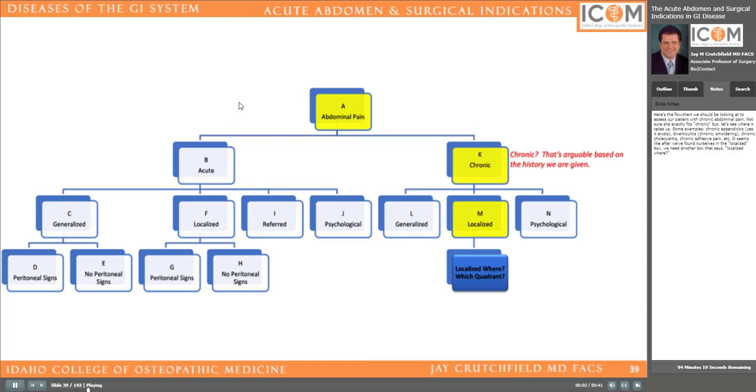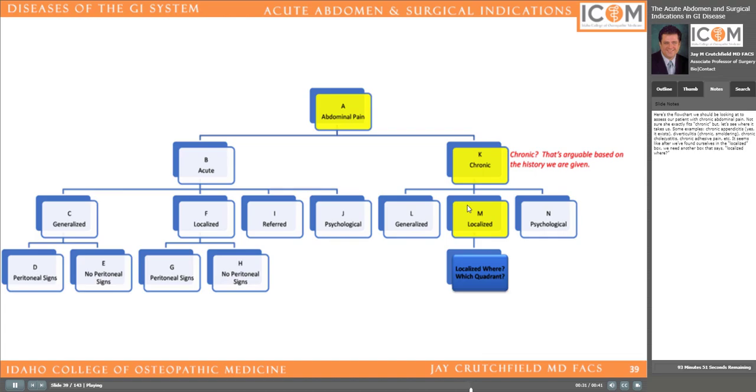So, once again, here's the flow chart we should be looking at to assess our patient who has chronic abdominal pain. I'm not sure that he exactly fits into chronic, but let's see where it takes us. Some examples: chronic appendicitis. Yes, it does exist despite what you may have been told. Diverticulitis, chronic or smoldering diverticulitis. It could be an angry gallbladder, chronic cholecystitis, or maybe even pain from chronic adhesions.